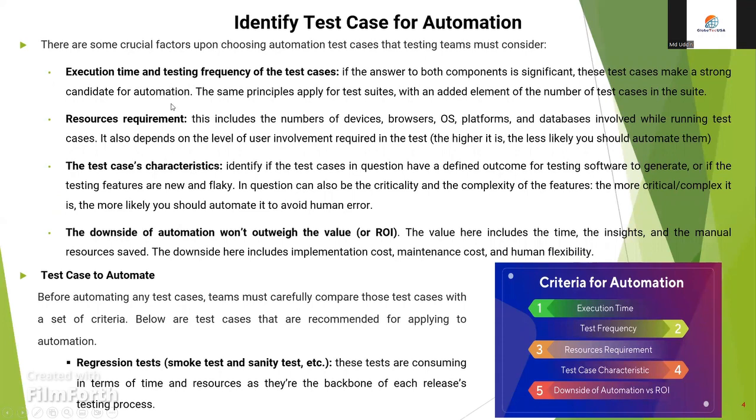When choosing test cases for automation, there are some crucial factors that the team should consider. One is the execution time and testing frequency of the test cases. If the answer for both is significant, the test case is a strong candidate for automation. The same principle applies to a test suite. If the execution time and testing frequency are clear and within the budget and time, then those test cases are the best candidates to be automated.